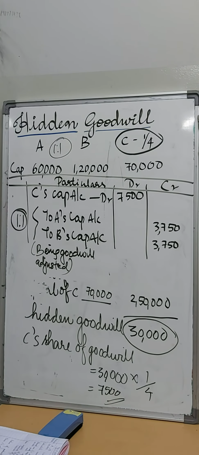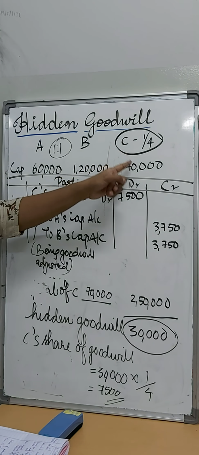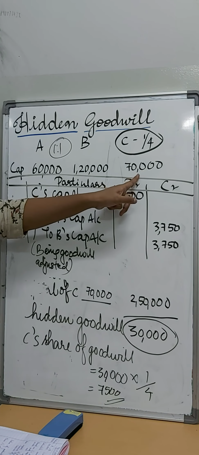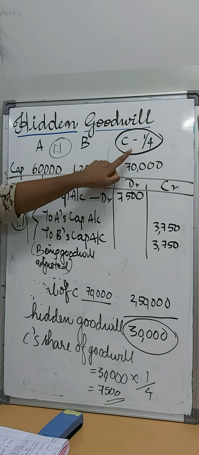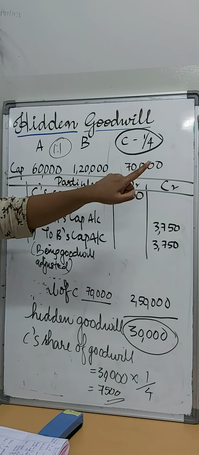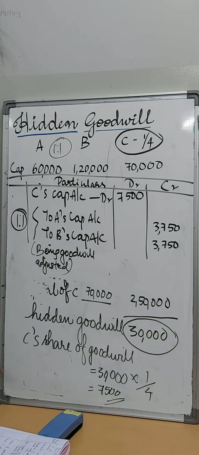So what all things have I done in this question? I will summarize the question once again. A and B, two partners were there. Their old profit sharing ratio is not mentioned in the question, but we should assume it as 1:1. Now they are going to admit C into partnership for 1/4th share of profit. C is bringing 70,000, so the total capital of the firm would be the reciprocal of C's share of profit, that is 70,000 into 4 divided by 1, which comes to 2,80,000. That is the first step.